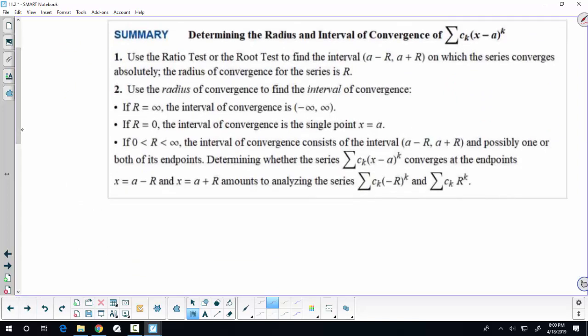So that's a summary. I know it's a very general way to state all of it, but we use the root or ratio test to find the interval of convergence.